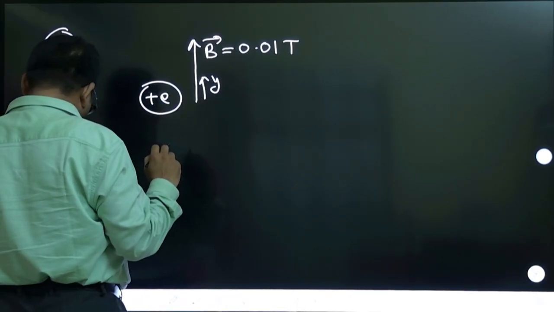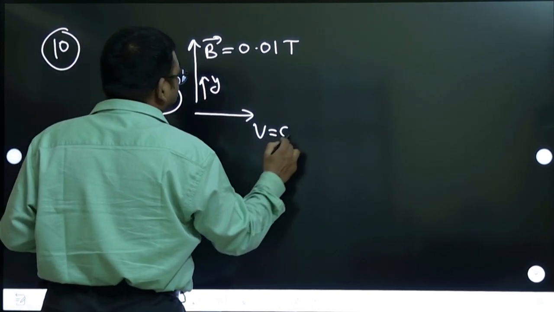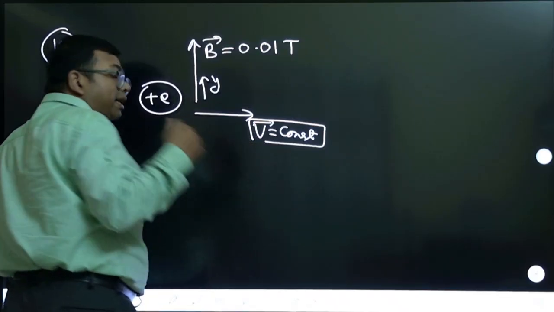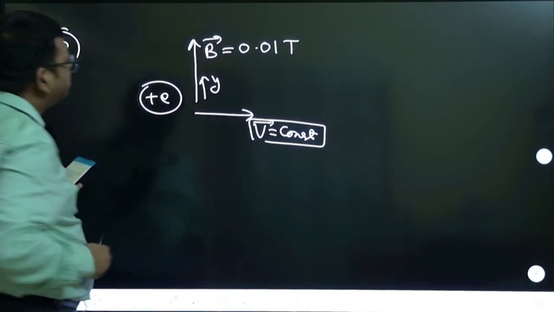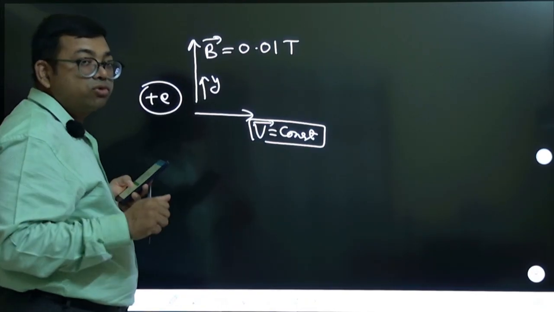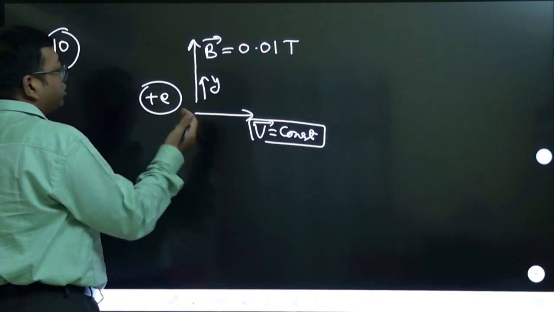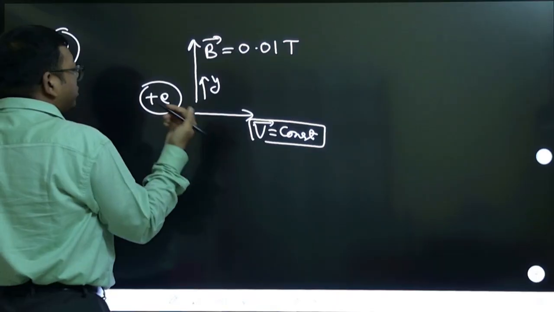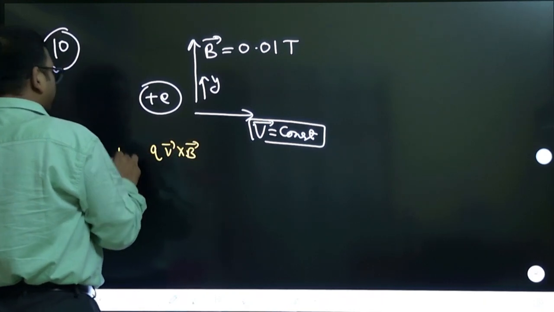Now, the proton moves in the x direction with a constant velocity. They are saying that it is moving in this direction with a constant velocity. How can the velocity be constant? That means acceleration is 0. That means it is in equilibrium. How can it be in equilibrium? Magnetic force may act, right? So that means electric force and magnetic force will cancel out. First of all, find the direction of magnetic force. V cross B direction is coming outward. Note that Q V cross B direction is the magnetic force direction.